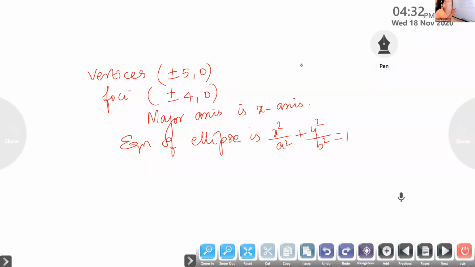But okay, now look at here. Vertices are given by plus or minus a comma 0. Focus is given by plus or minus c comma 0. So you compare it. From here we can say what is a? The value of a is 5 and c is 4.